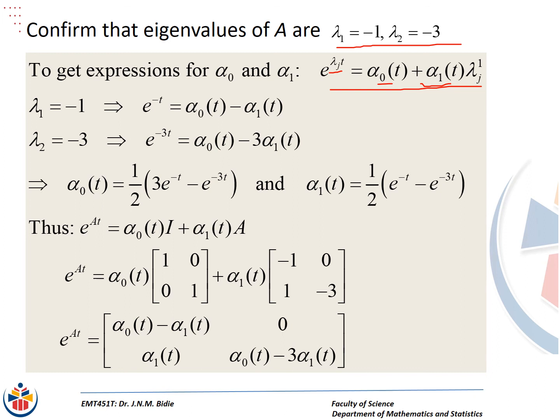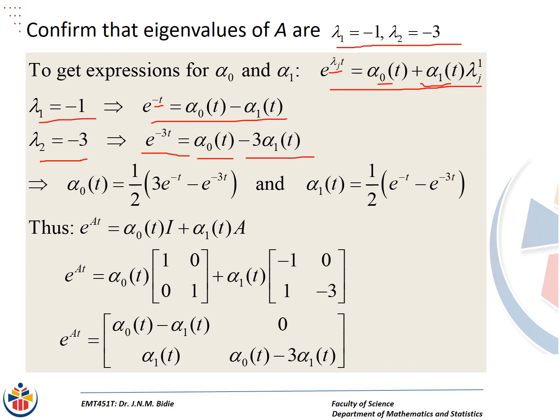So when lambda 1 is equal to negative 1, into that formula, substitute. Lambda j is negative 1. That's why we have e to the power negative t. In place of lambda j, again, in the second term, the value we have is negative 1. That is why we have the first formula: alpha naught minus alpha 1 equal to e to the power negative t. Then when lambda 2 is equal to negative 3, where there is lambda j, substitute negative 3. Therefore, we have the formula e to the power negative 3t equals alpha naught, no change there, and in place of lambda j, we have negative 3. That's why the second term is negative 3 alpha 1.